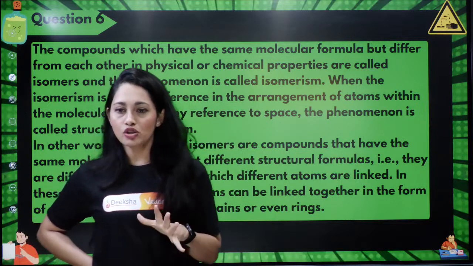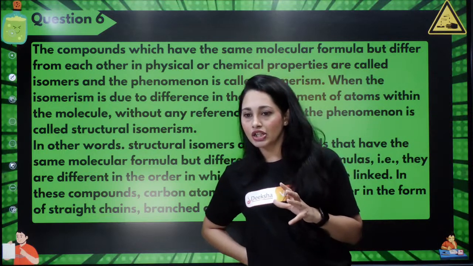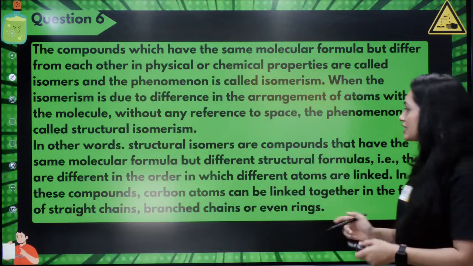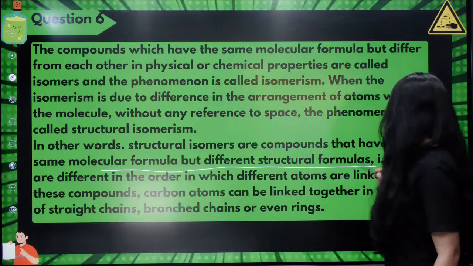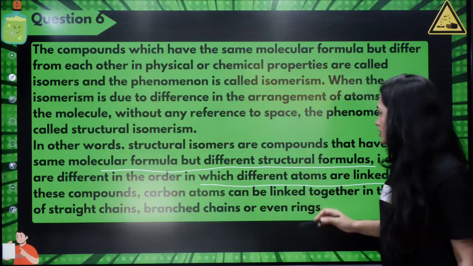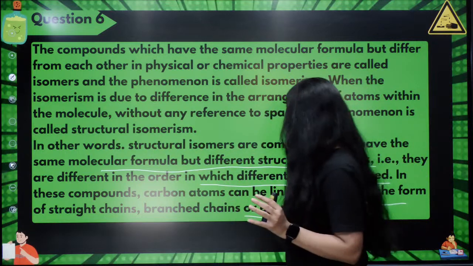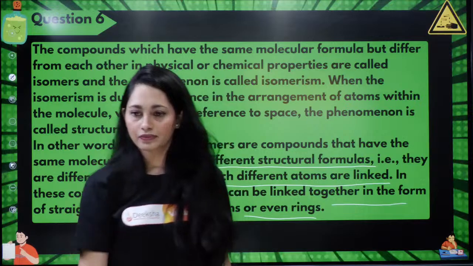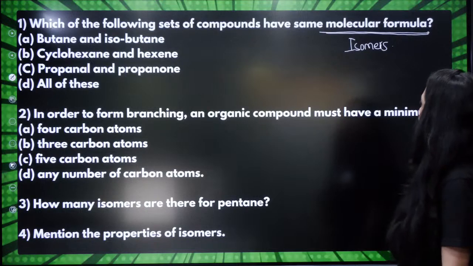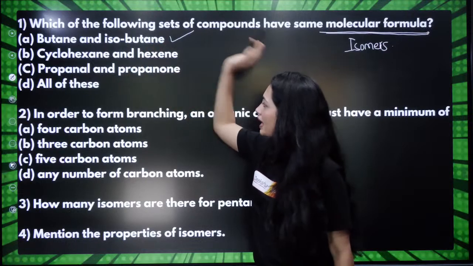Okay, butane and isobutane. Oh, many of you are giving the answer. Aryan, Junil, Harsh, Rashmi. Alright, let's see. In other words, structural isomers are compounds that have the same molecular formula but different structural formula. That is, they are different in order in which different atoms are linked. So, in these compounds, carbon atoms can be linked together in the form of straight chain, branched or even rings, cyclic. Okay. So, what is the answer here? For the first one, which of the following sets of compounds have same molecular formula? Butane and isobutane. Butane is straight chain compound, isobutane is branched.